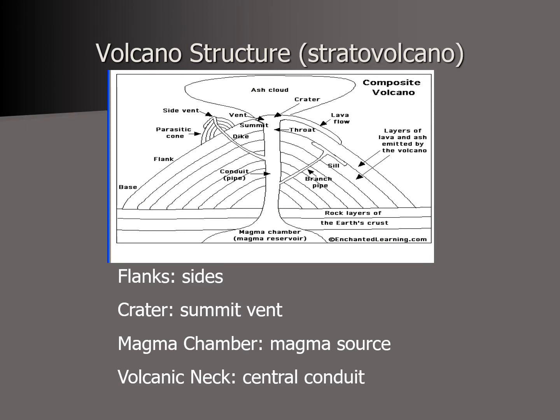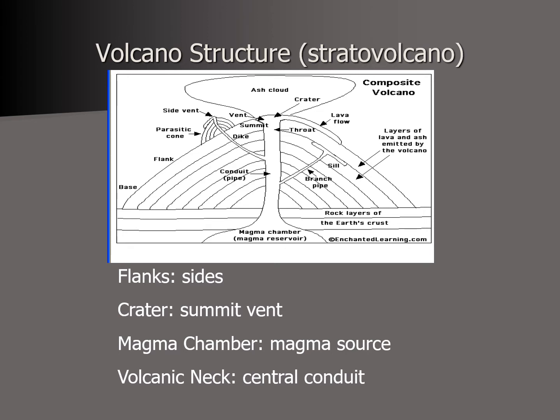Okay, volcano structure. If there's time, we will attempt to draw something on the board from this. What's feeding the volcano is the magma chamber. And then you have the volcanic neck, sometimes referred to as the volcanic pipe. It's basically your conduit for eruptive material to make its way out of the volcano.